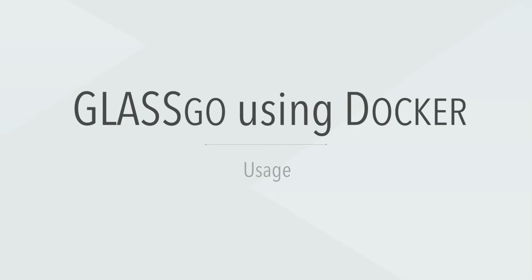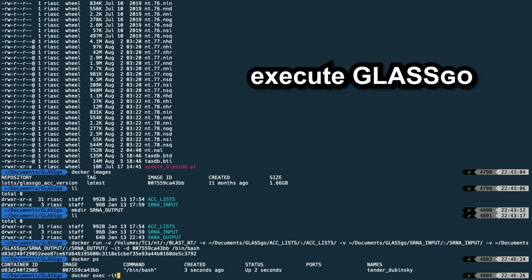And that's all there is to it in terms of installation and setup. And now we can start the analysis with GLASSgo. This is done using the docker execute command, which is followed by -it that will invoke an interactive bash shell on the container, the image ID of the container, and the GLASSgo call itself. We then specify the BLAST database using -d, the input file using -i, the accession list using -g, and the output file using -o.